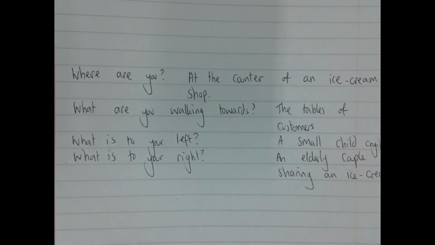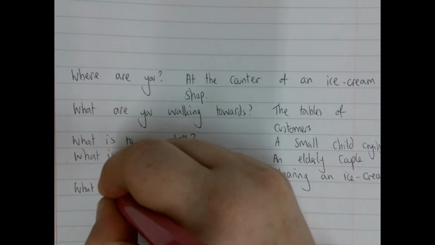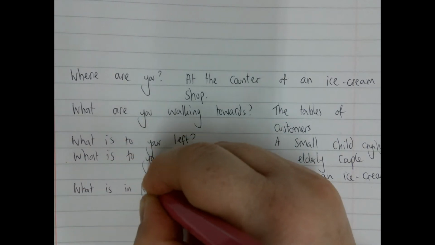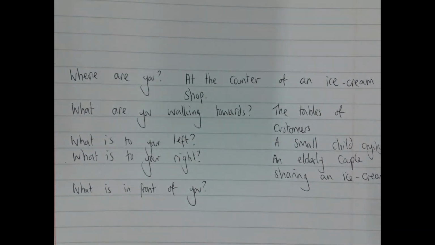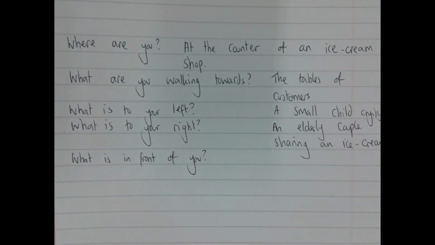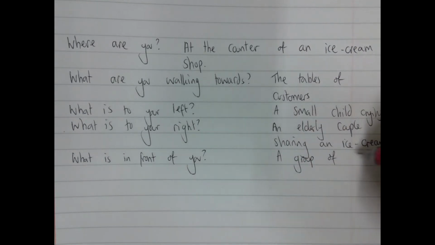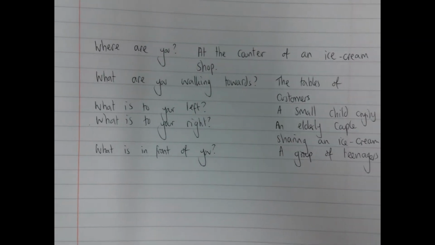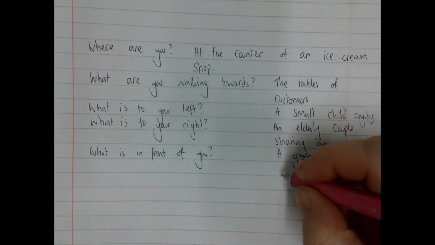And then you might consider what is in front of you. And so this time it might be a group of teenagers. So a group of teenagers wanting to order.